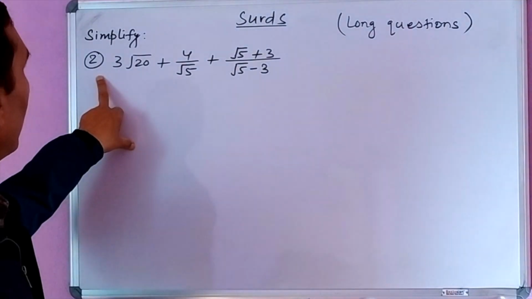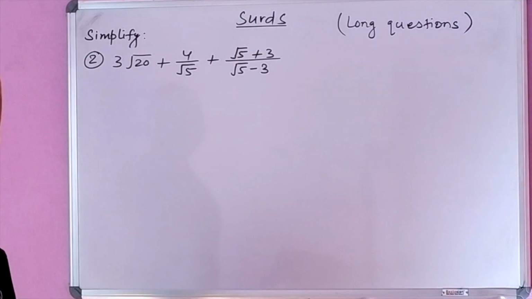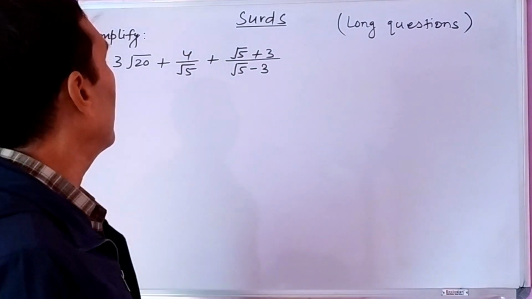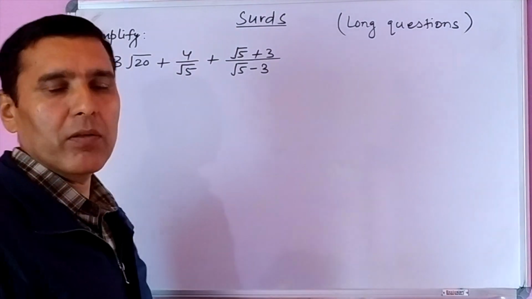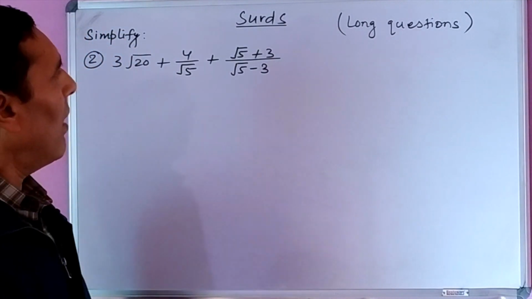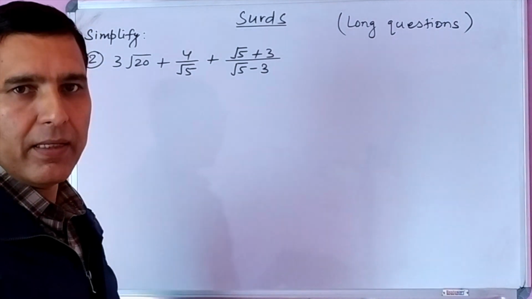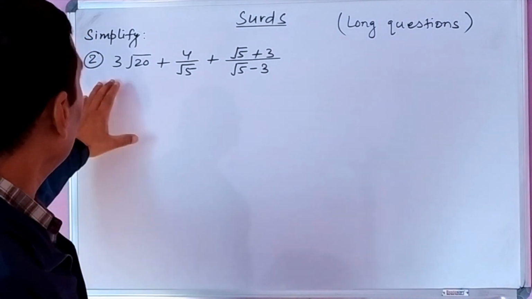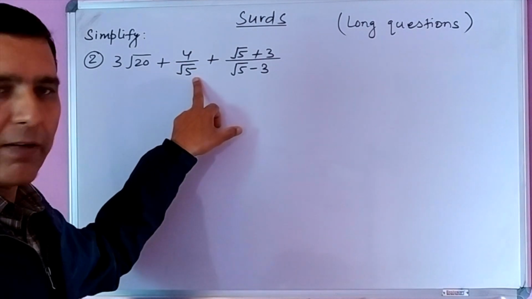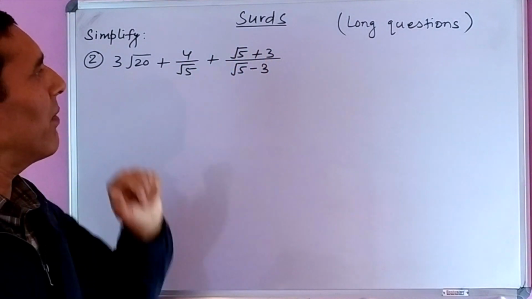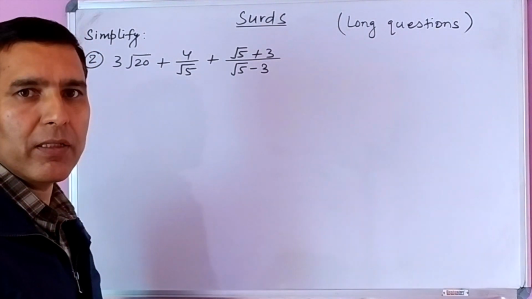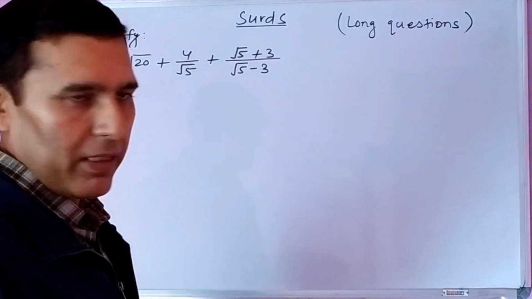So our question number 2 is 3 plus 4 upon under root 5, plus under root 5 plus 3 upon under root 5 minus 3. This is the question. Now, how can we simplify it in an easy way? Look at the denominator of the first term, nothing, there is 1. The denominator of the second term is root 5. The denominator of the third term is root 5 minus 3. Both denominators of the second term and third term are surds, but they are not conjugates of each other.